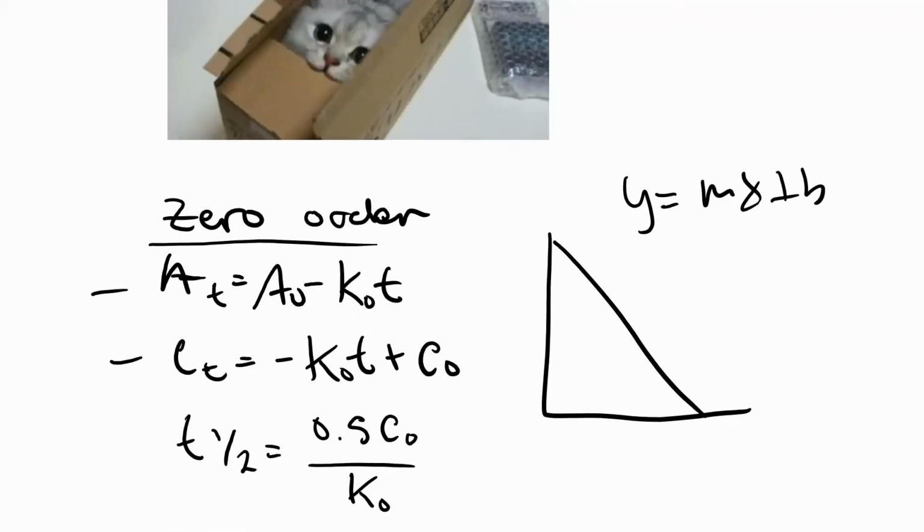Also, another zero order equation is half-life is equal to 0.5 times the initial concentration over the K. You just got to remember that the half-life for a zero order is dependent on the concentration. So you have to include the concentration within the formula. Make sure you guys don't get those mixed up with the first order.